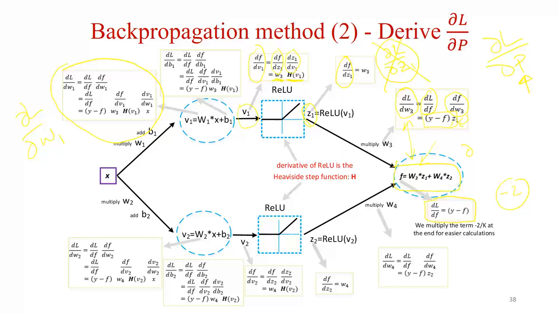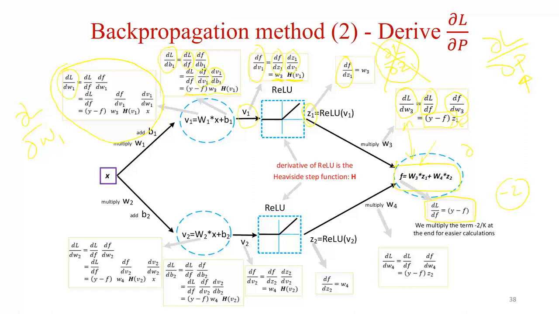Now I go back and I can compute the delta L over delta W1 and delta L over delta B1, with respect to W1 and with respect to the bias. With respect to the bias, for example, delta L over delta B1 is delta L over delta F, which I have computed already, times delta F over delta B1. But delta F over delta B1 is delta F over delta V1 multiplied by delta V1 over delta B1, and that ends up being W3 times HV1.